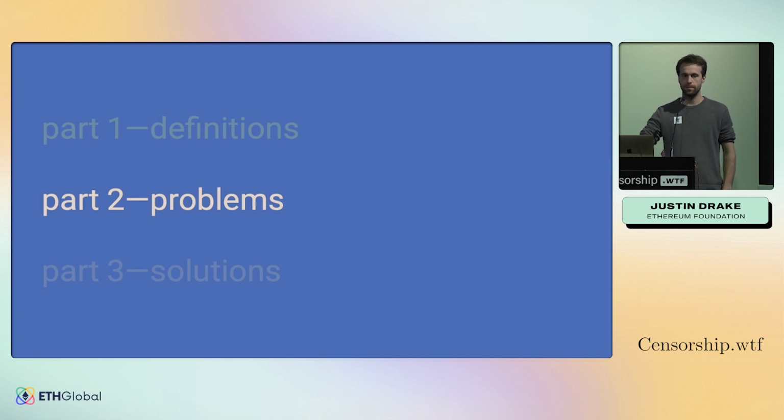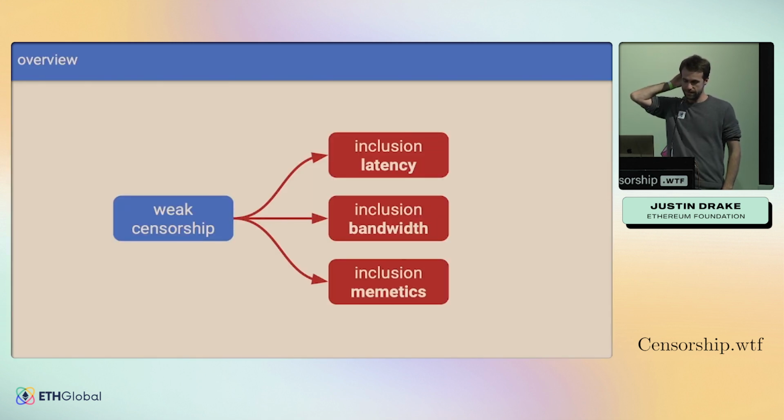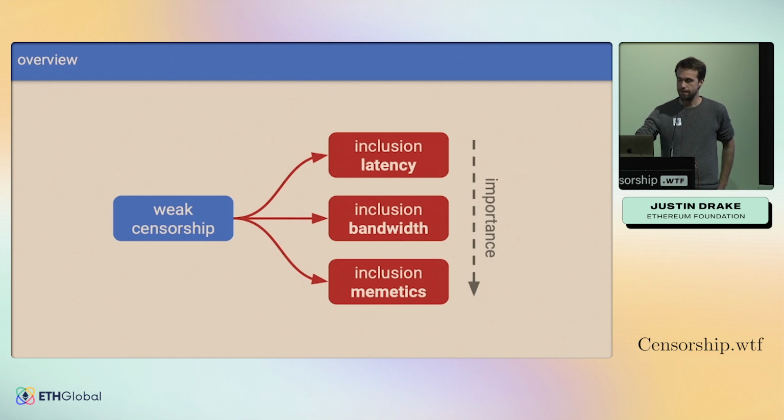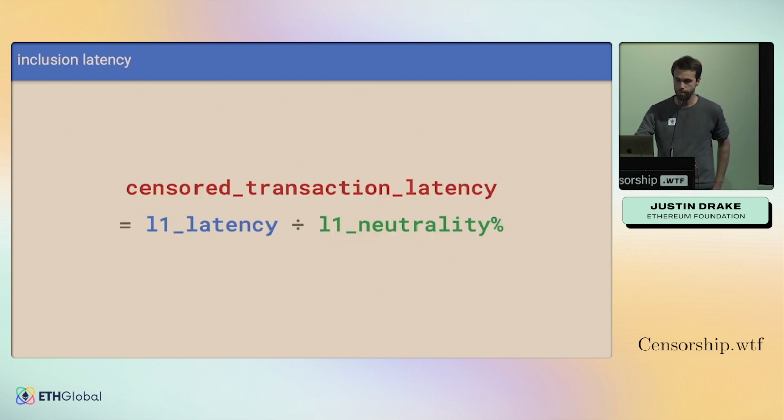Okay, so what are some of the problems with weak censorship? There's at least 3 of them, and they all have to do with inclusion. One is inclusion latency, meaning that transactions take longer to come on chain. This is something I mentioned. It could be a few seconds of delay or a few minutes. But there's another problem, which is inclusion bandwidth, and I'll give more details about that. And then finally, there's inclusion mimetics. And roughly speaking, the less important problem is actually latency. It's the one that people think about immediately, but it's the less important one. The most important one is the inclusion mimetics, at least in my opinion.